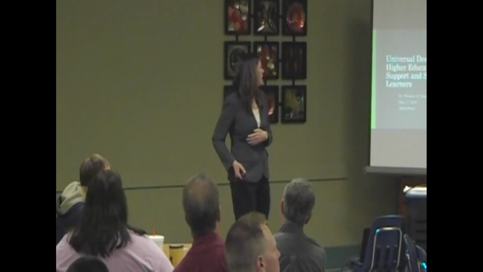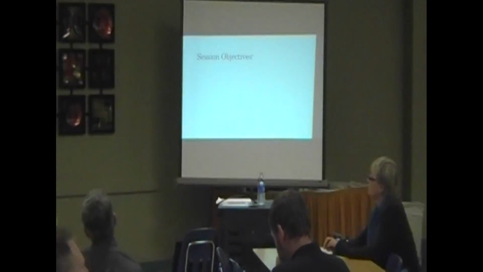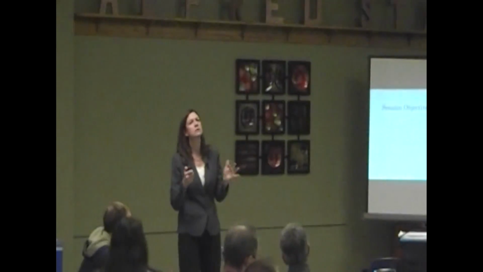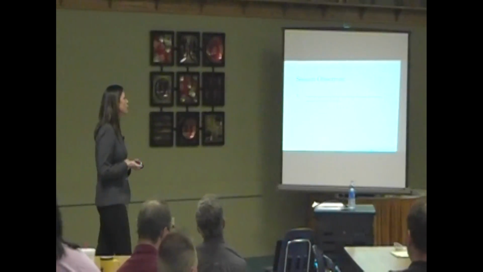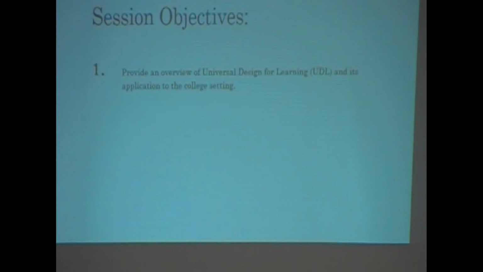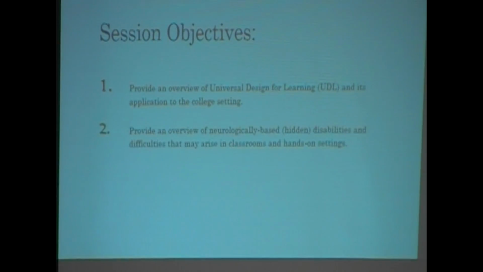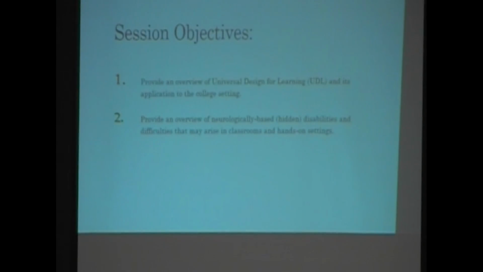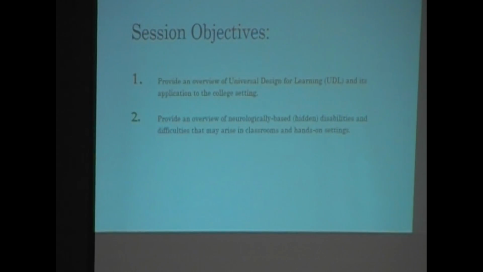So I'm going to talk a little bit about those disabilities too. All right. So three things I want to cover for you today. And my plan is to go talk about different things till about 11, and there'll be plenty of time for questions and answers for things that apply directly to your courses and programs. I'd like to provide an overview for you of Universal Design for Learning and its application to the college setting, what that is exactly, what it means. And then an overview of neurologically based or hidden disabilities and difficulties that you might be seeing in your classrooms when those are present.